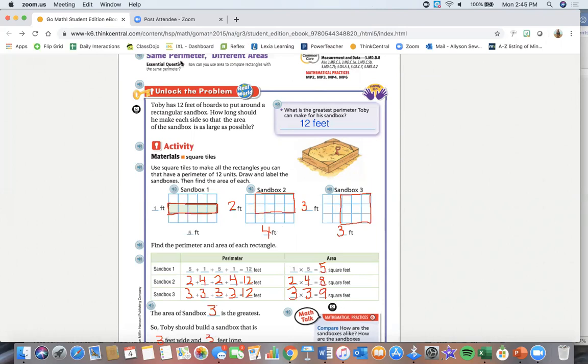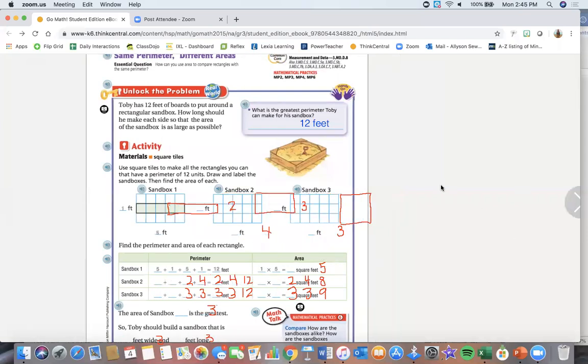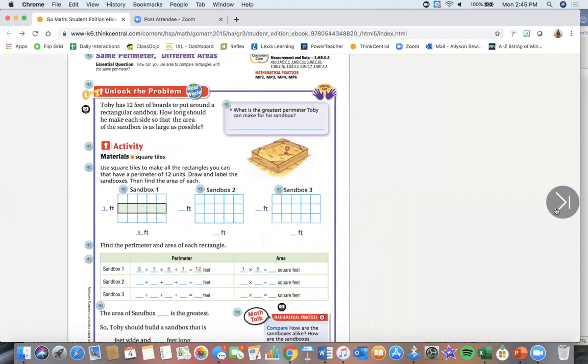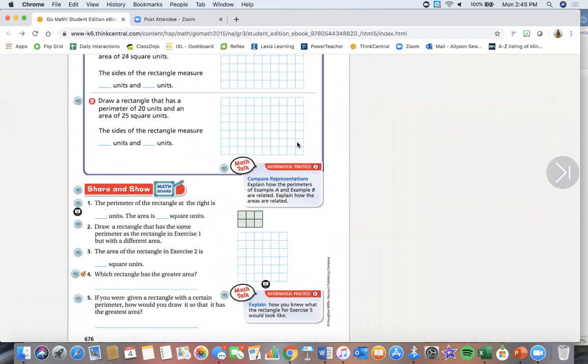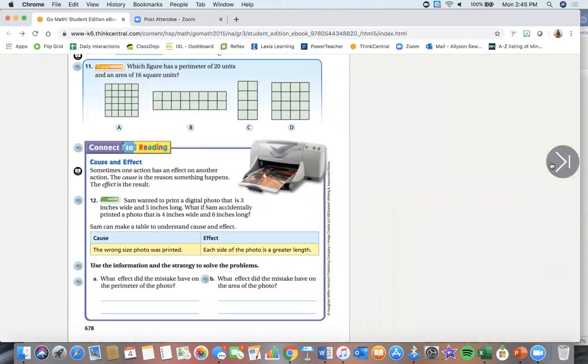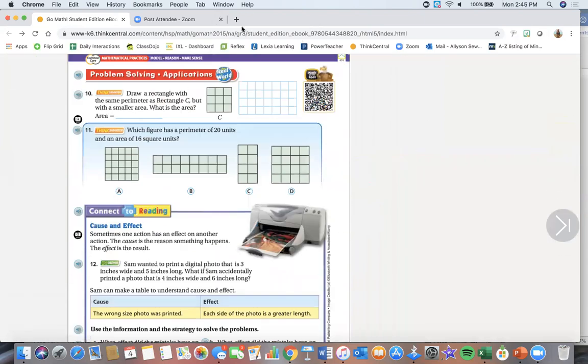All right, so I want you guys to go ahead and do this page and this next page. All right, if you need a challenge, go ahead and do your problem solving. All right, you guys have fun and good luck. Let me know if you need any help.